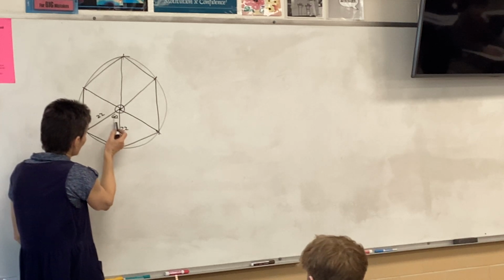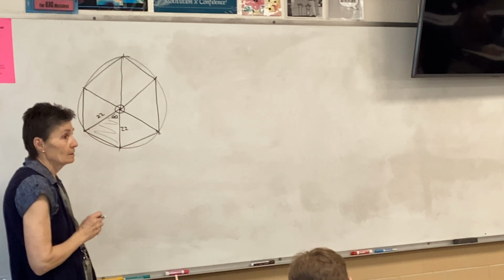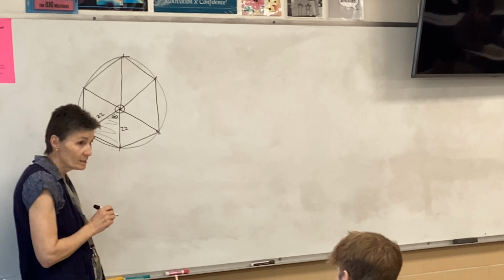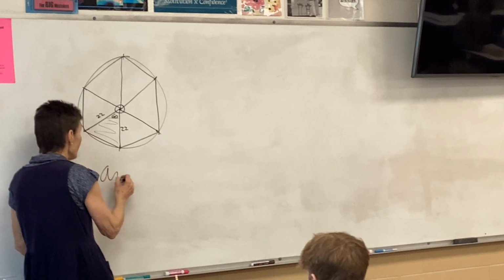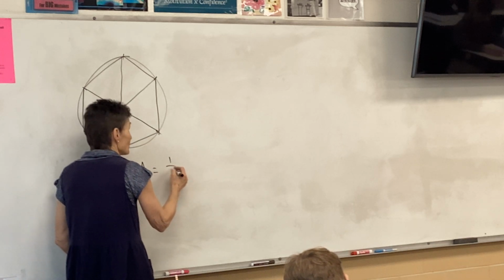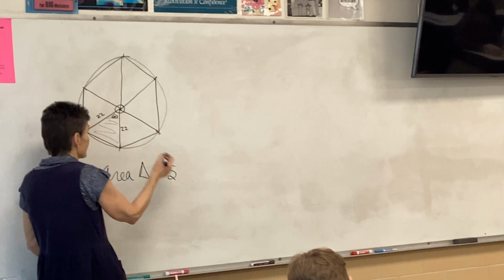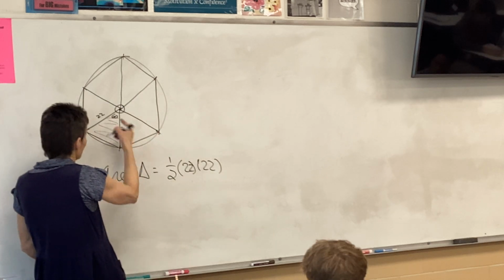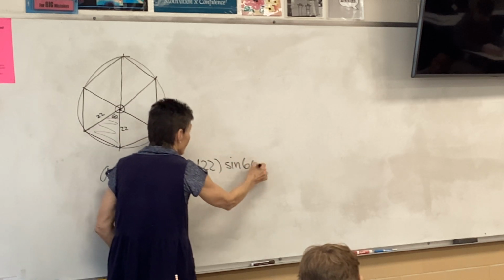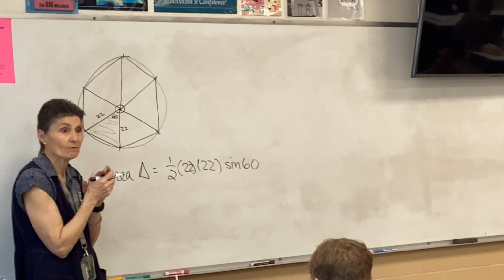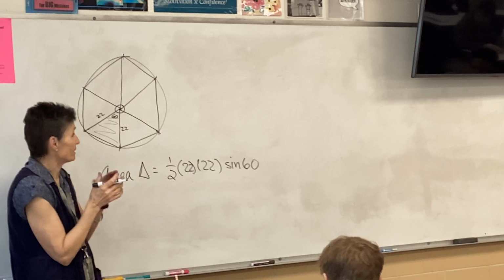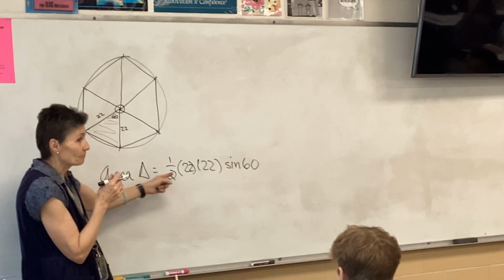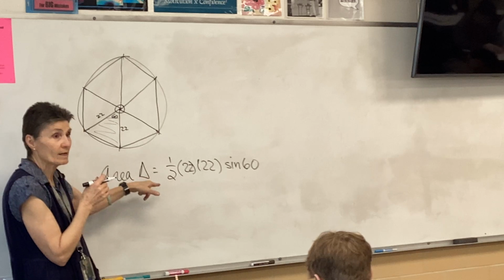Now let's look at this triangle right here, just the triangle. Can I find the area of that triangle? Really easily. The area of the triangle is 1/2 side times side times sine of included angle. Remember that? That is our handy dandy area formula: 1/2 side side sine. 22, 22, sine 60. Now that's the area of the triangle.